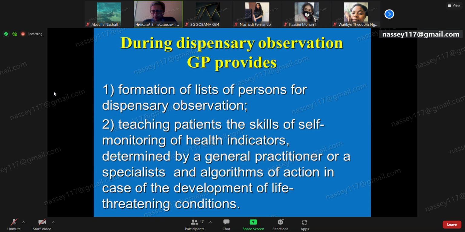Also, we should inform our patients and teach them algorithms of their action in the case of the development of life-threatening conditions for their health due to their health problem. For example, self-care for patients with acute coronary syndrome by taking tablets of short-acting nitrates orally.